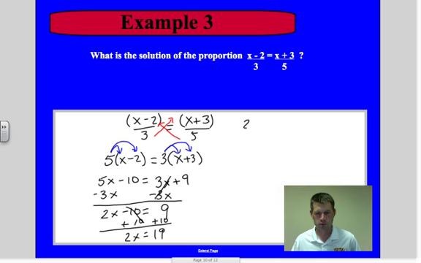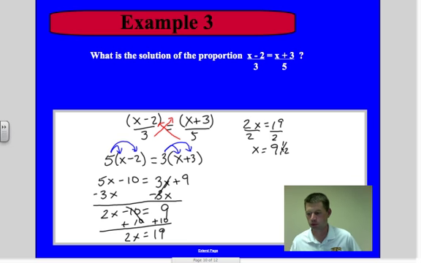Well, go up here so I have a little more room. That's equals 19. I'm going to divide by 2, so I'm back to 2 over 1 again. I get x equals, and I say 19 divided by 2, and I think about what that is. I get 9 and 1/2, or 9.5 if you want to write it as 9.5.